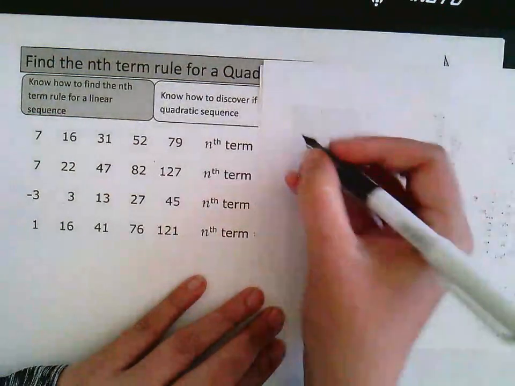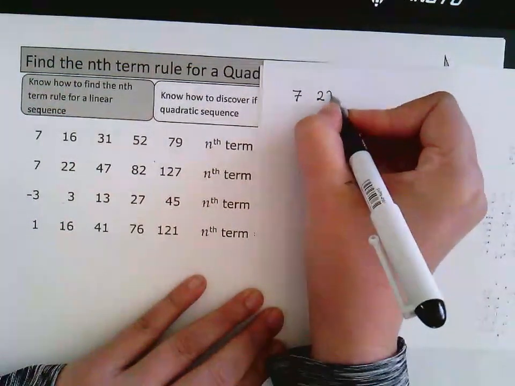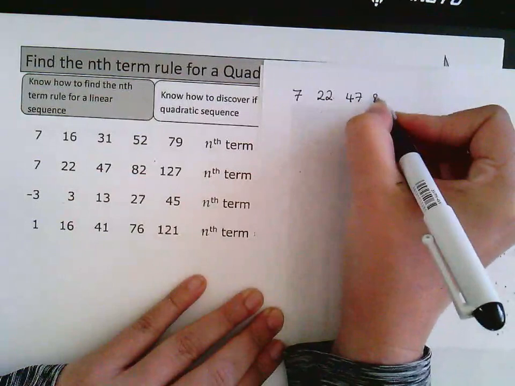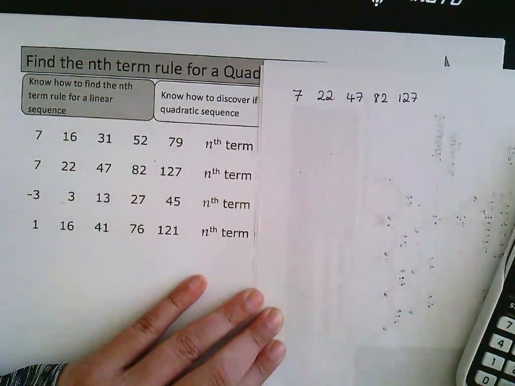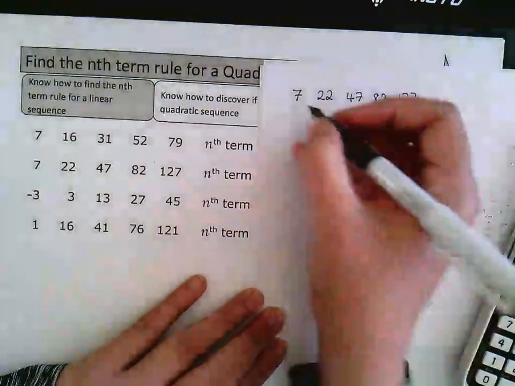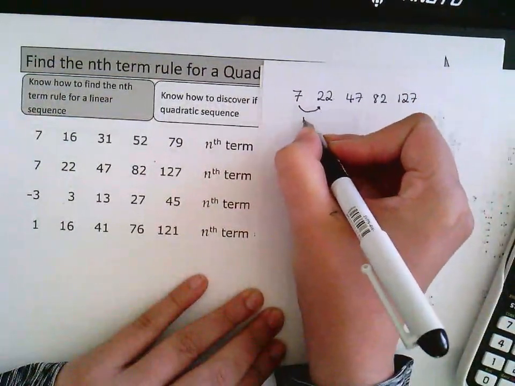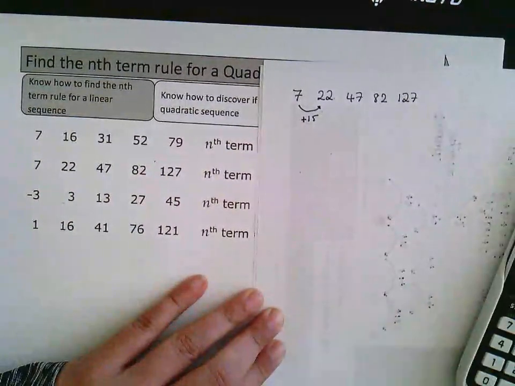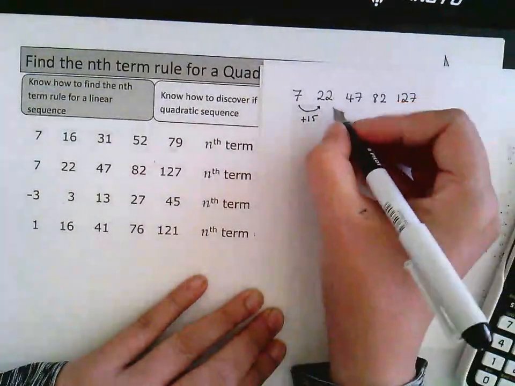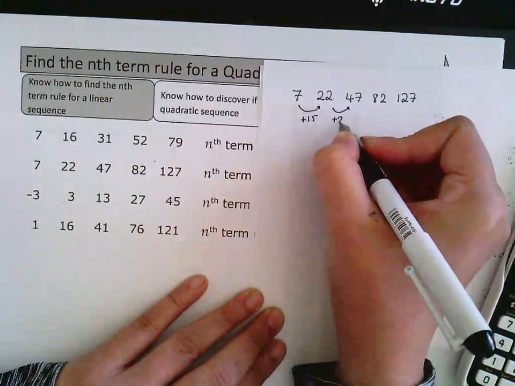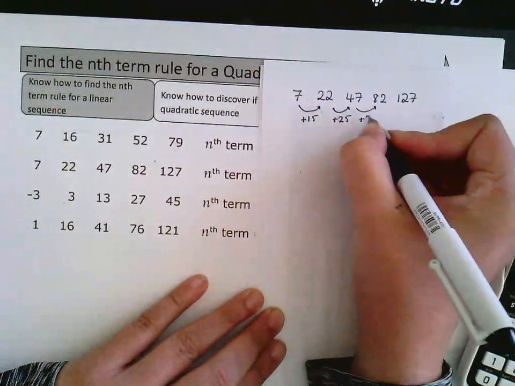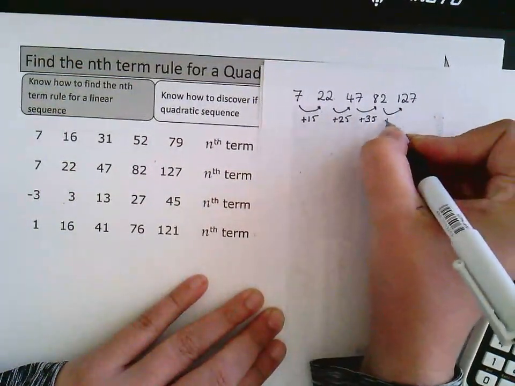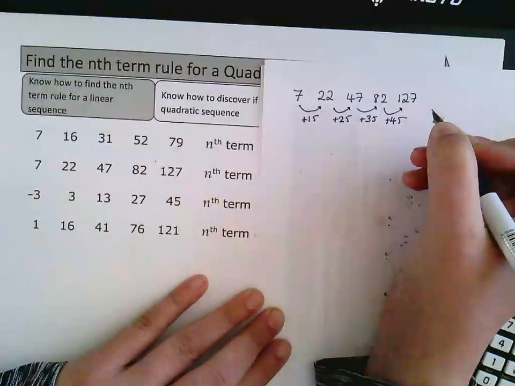Let's have a look at the next one. 7, 22, 47, 82, 127. So our first gap is 15. Our second gap is 25. Our third gap is 35. So our last gap is 45.